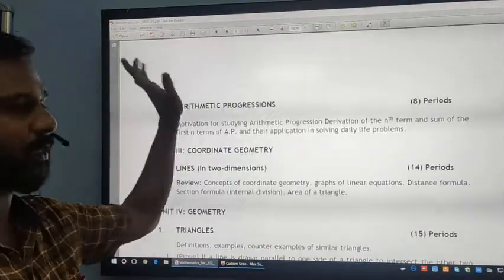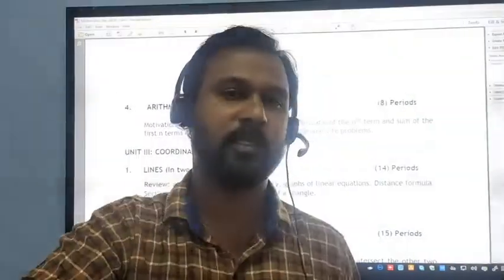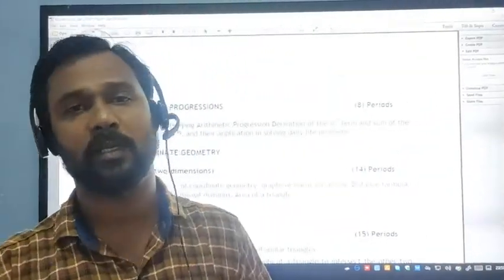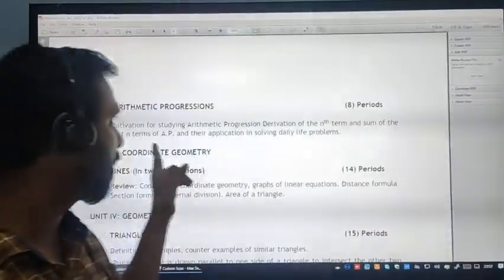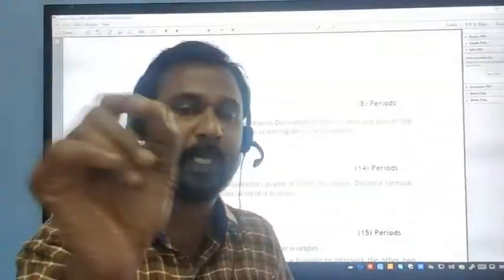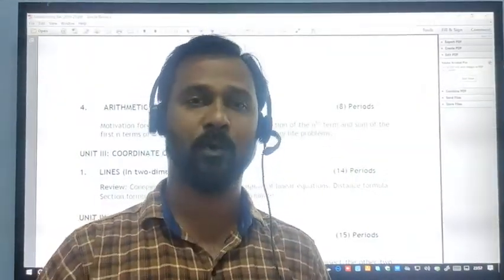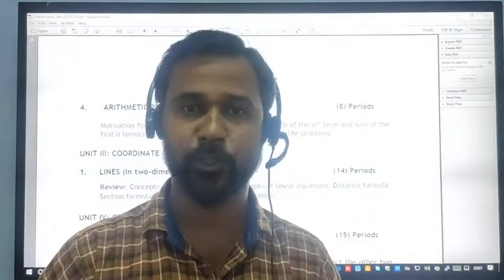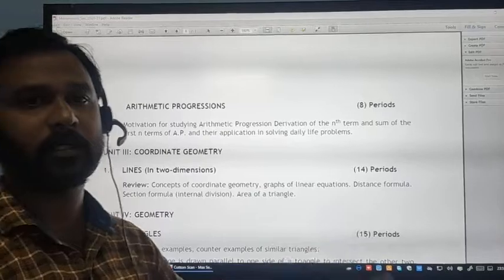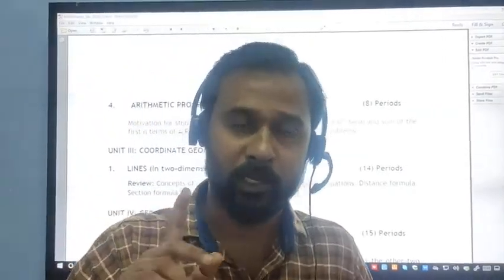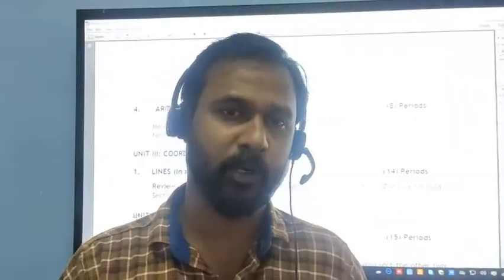And the fourth chapter under the section algebra is arithmetic progression. A new concept, a new introduction in the 10th class about progressions. There are three different progressions: arithmetic progression, shortly we say AP; geometric progression, shortly we say GP; and harmonic progression, in short we say HP. In 10th class you will see complete things about arithmetic progression. In 11th class you will have AP and GP. In higher studies you may have harmonic progression.